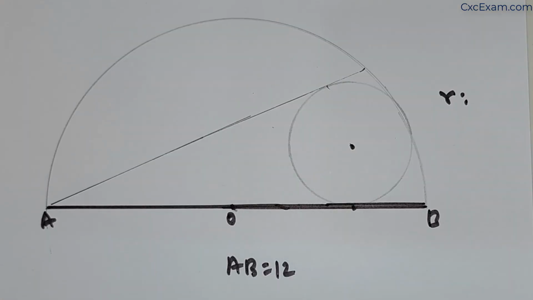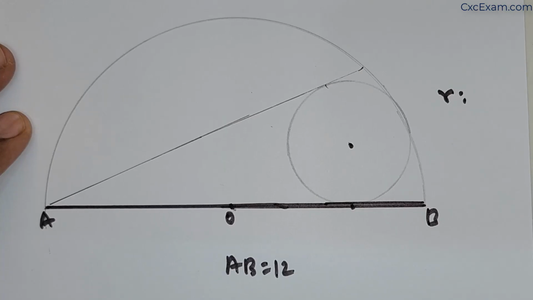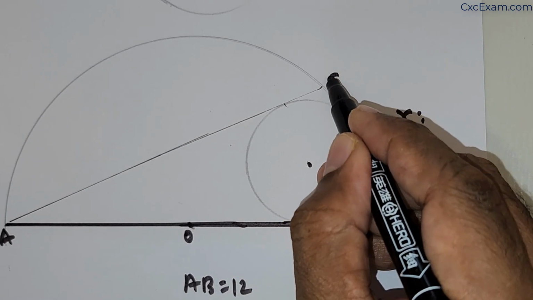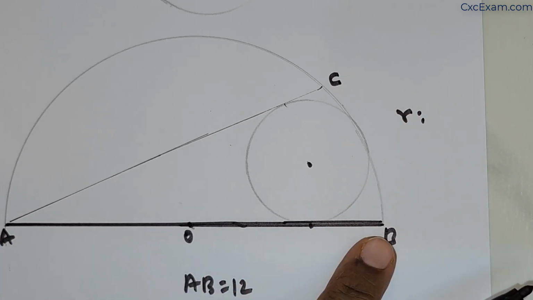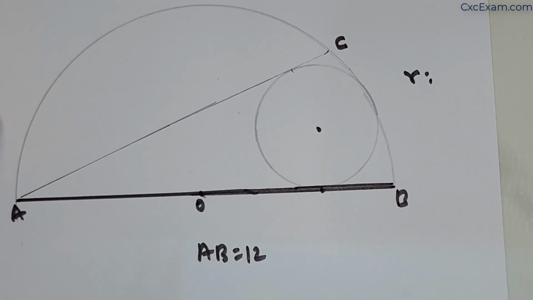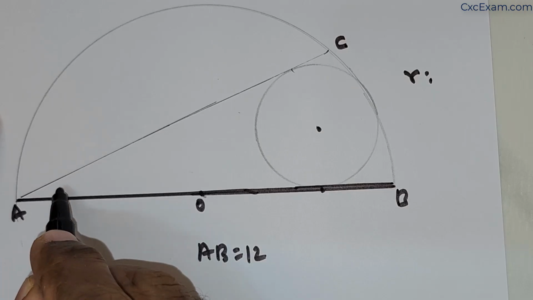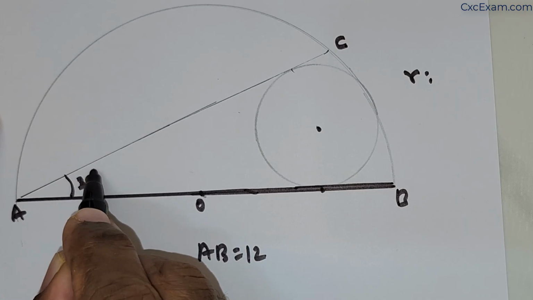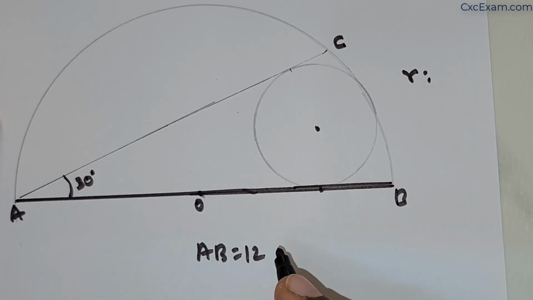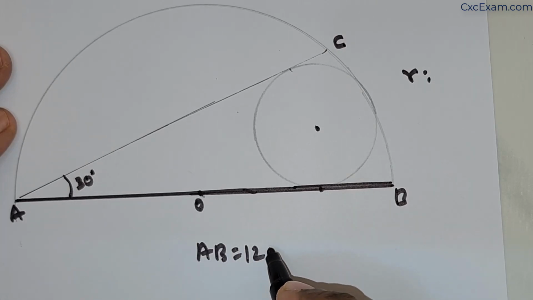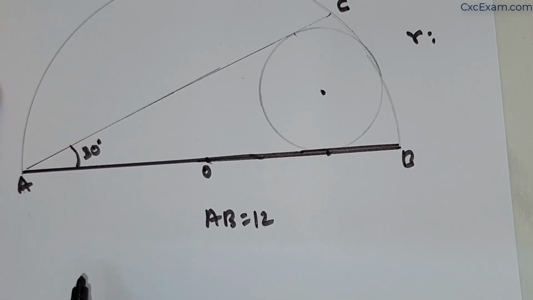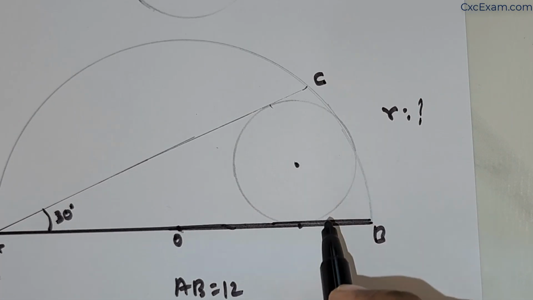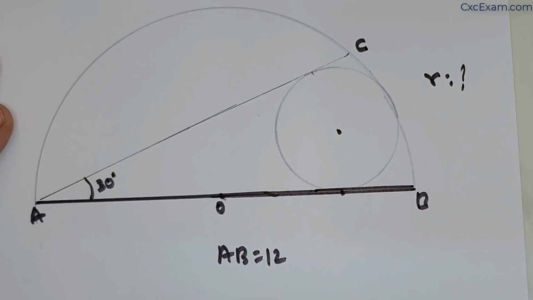Okay, so this is the figure we will be considering. Now I'm going to name them. AB is a tangent, AC is a tangent. So there are two tangents here. Now this angle is given as 30 degrees. AB is 12 units. Foremost, I've already stated, we have to get R. R is the radius of the small circle.